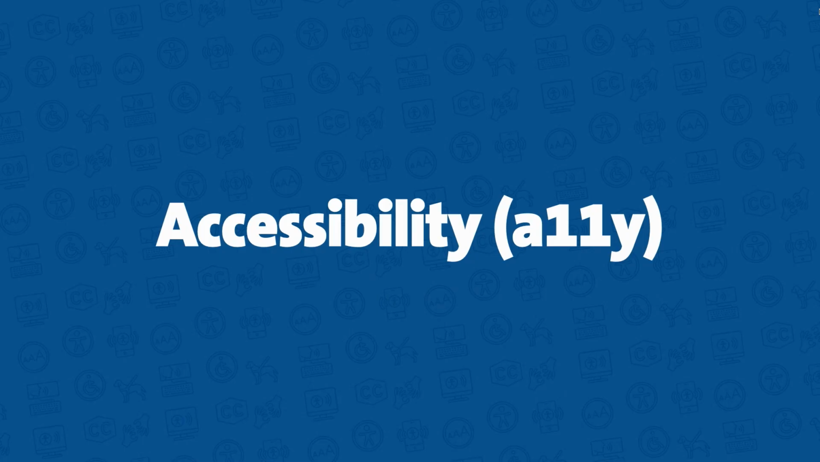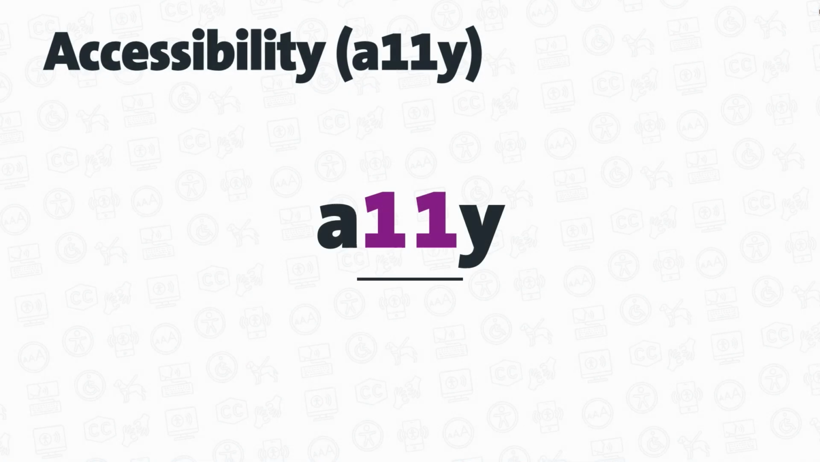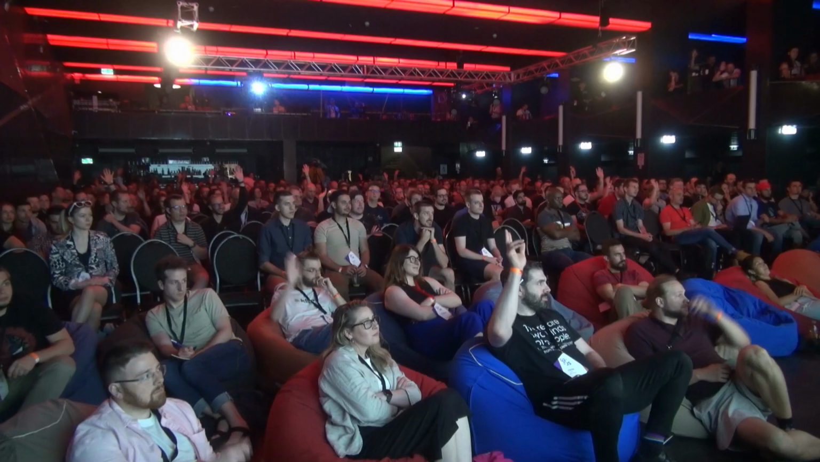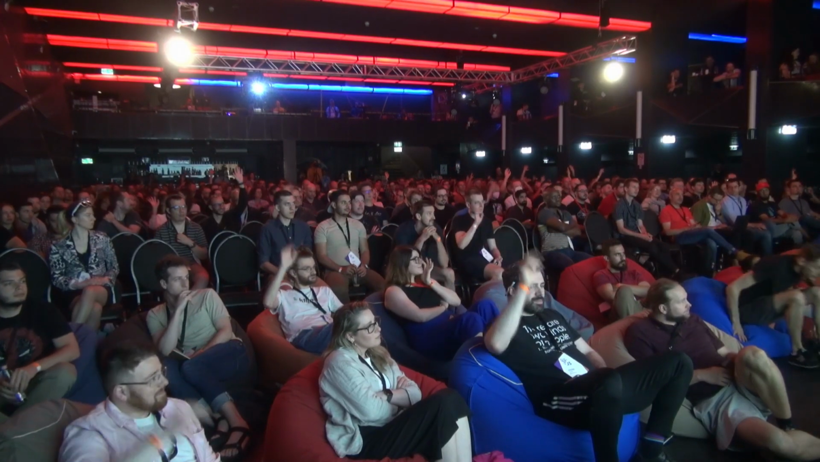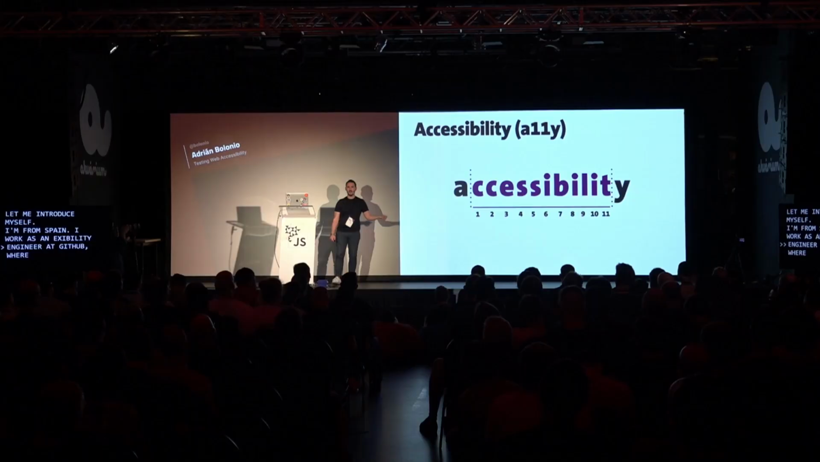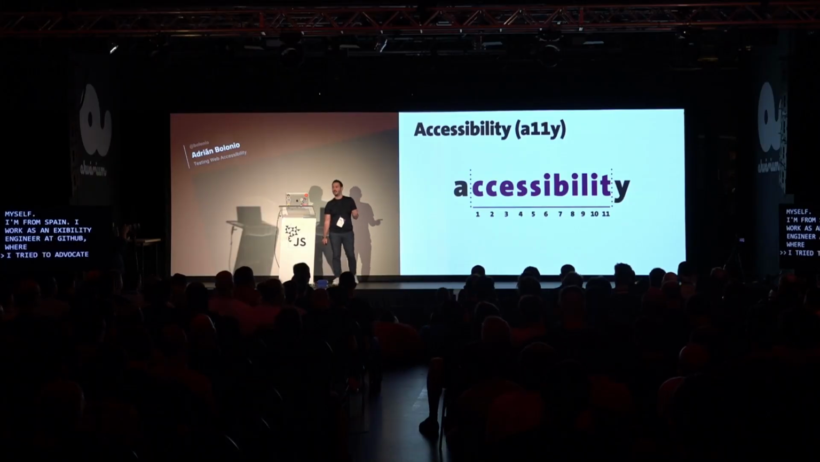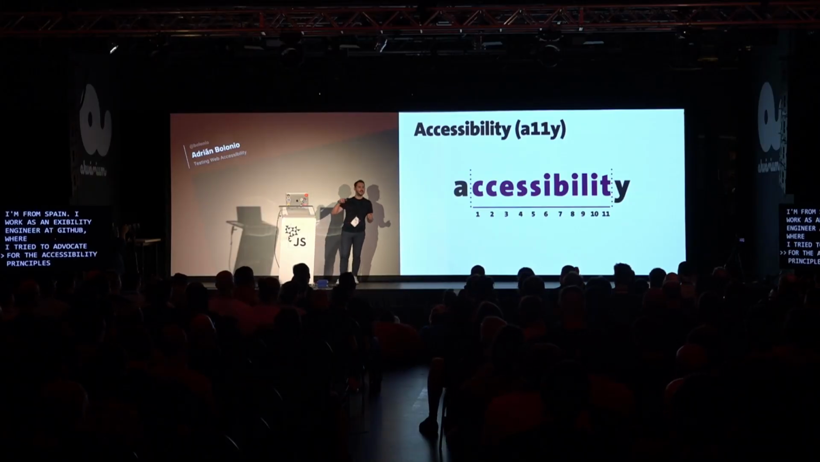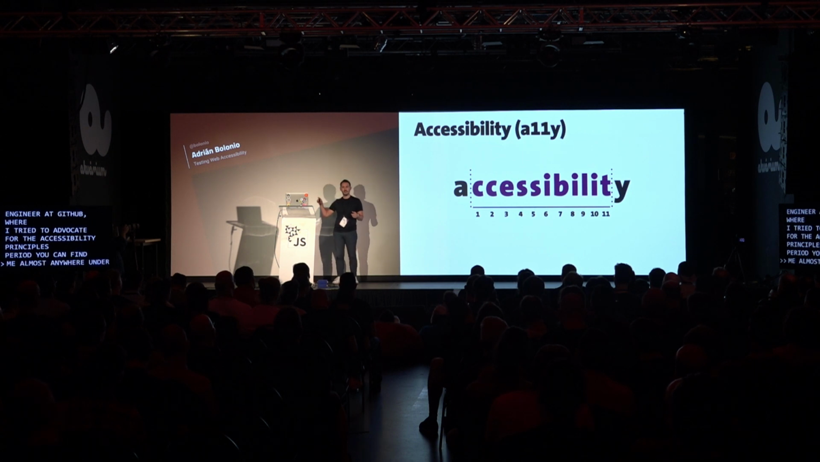So accessibility, and probably the first question that I always get asked is, what is this A11Y that we always see? How many people know what A11Y is? Good. This is because there are 11 letters between the A and the Y in the word accessibility, the same as I18N in internationalization. So you're going to see this a lot now, so you know what that means.